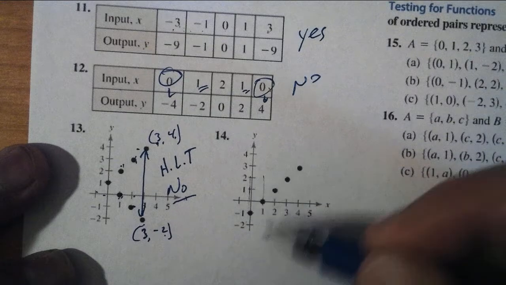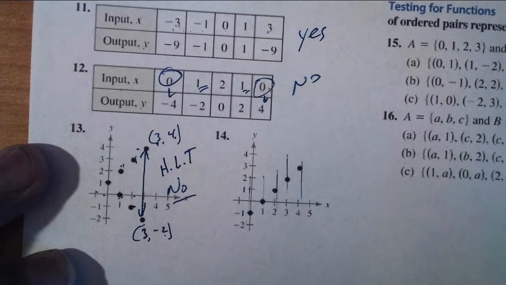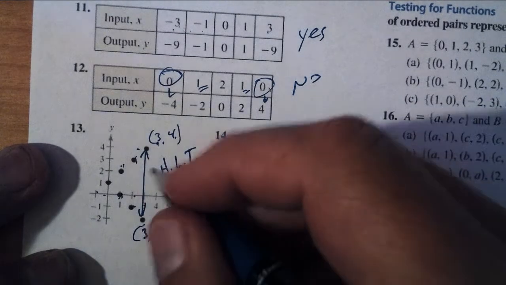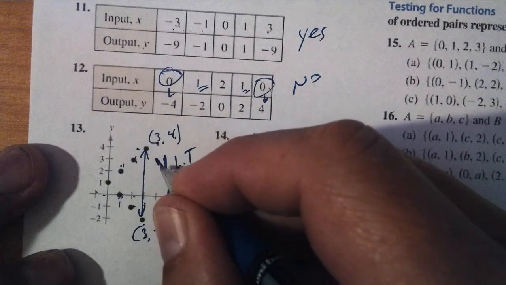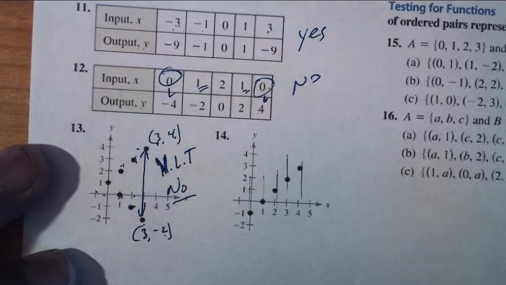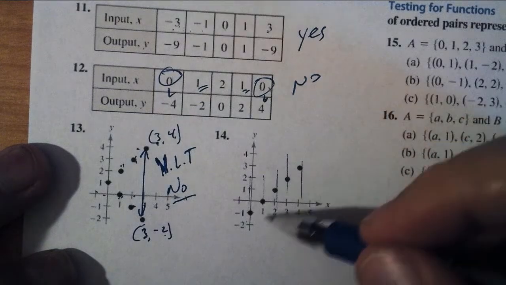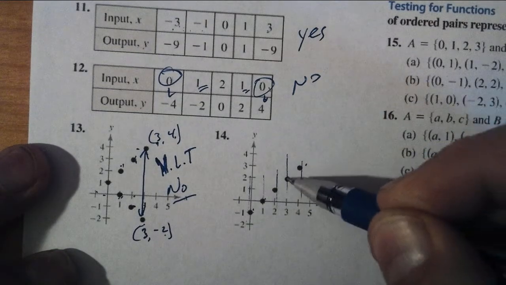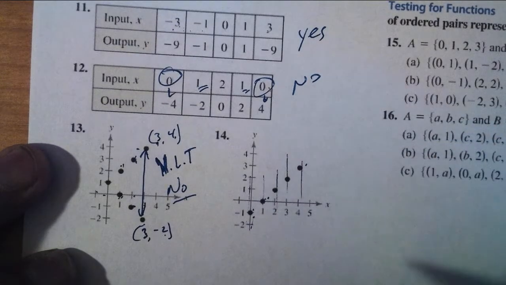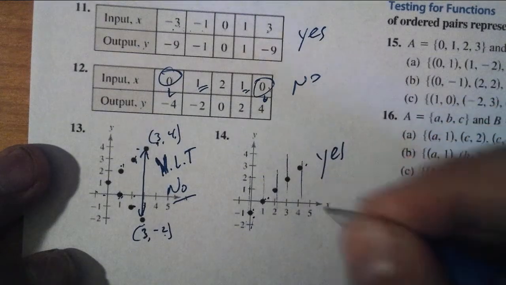But here, a horizontal line hits no more than 1 point on the graph, or vertical line. Holy smokes, I'm thinking ahead a chapter or two. Vertical line test, I'm sorry. The vertical line test hits only 1 point at any given spot on this graph. And therefore, yes, this is a function.